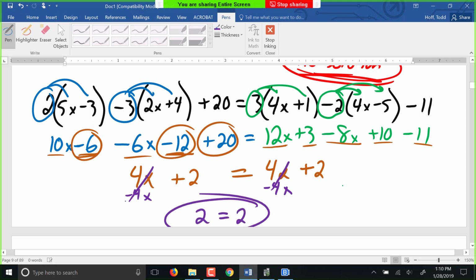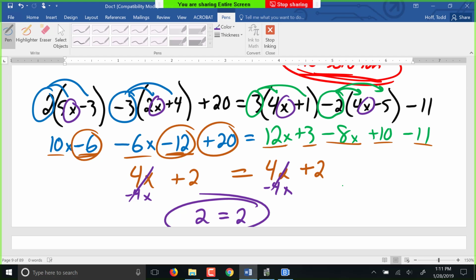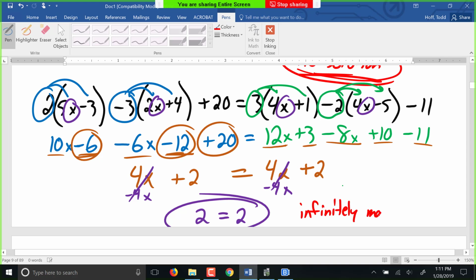Is that true? Is there any number I can put in up here for x that would make that not be true? No, no matter what x is, 2 will always equal 2, won't it? That's saying there's infinitely many solutions.